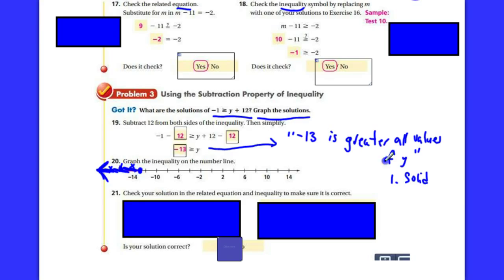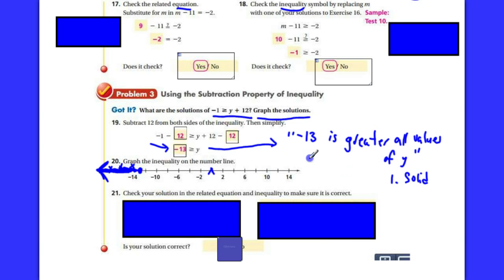Now, if you're confused, try a number over here. How about 0? -13 is greater than 0. That's not true. It's all numbers over here. So you'll notice that when I switch the order here, it's a little shortcut for you. When the variable is on the right side, notice the arrow goes the opposite direction of the inequality. When the variable is on the left-hand side, it will go the same way.